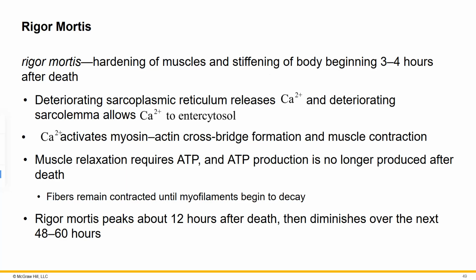Rigor mortis, I already talked about a little bit. That's the hardening of muscles and stiffening of the body beginning 3 to 4 hours after death. Deteriorating sarcoplasmic reticulum releases calcium, and deteriorating sarcolemma allows calcium to enter the cytosol. Calcium activates myosin-actin cross-bridge formation and muscle contraction. Muscle relaxation requires ATP, and ATP is no longer produced after death. So the fibers remain contracted until the myofilaments begin to decay. Rigor mortis peaks at about 12 hours after death and then diminishes over the next 48 to 60 hours.